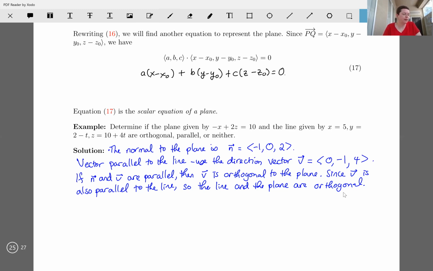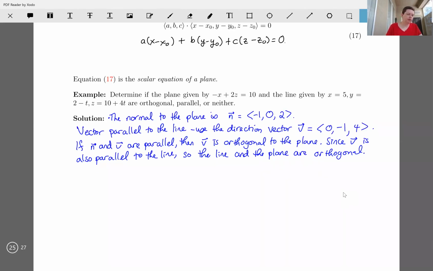If the normal vector is parallel to the line, then the cross product of the normal vector with v is going to be 0. If you recall, the magnitude of the cross product is the product of the magnitudes of the two vectors times sine of theta. Parallel means that theta is either 0 or 180 degrees, or pi in radians, which means that the sine would be 0. In other words, n cross v is going to be the 0 vector.